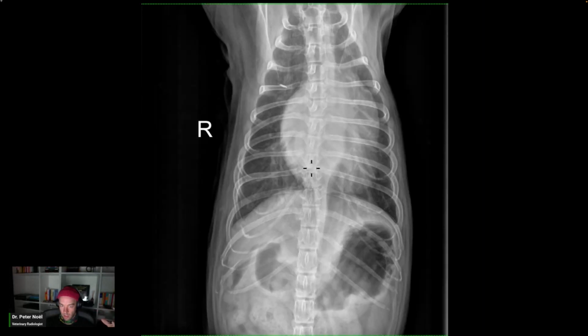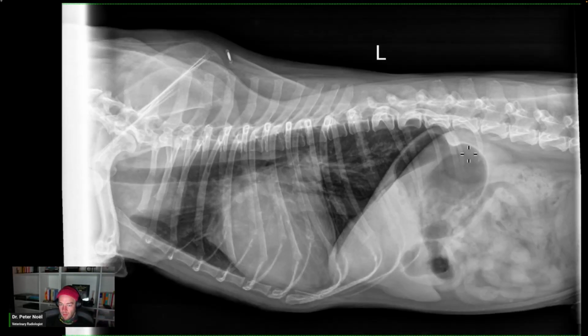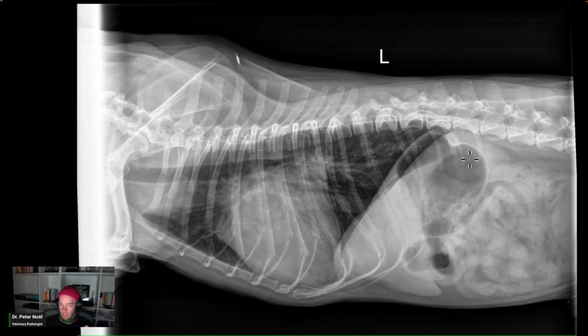Okay, flip the dog on its back. Here you go. So moderate to severe, generalized but predominantly left-sided cardiomegaly with cardiogenic pulmonary edema / heart failure. Mitral valve, tricuspid valve endocardiosis. Maybe we've got postcapillary pulmonary hypertension.